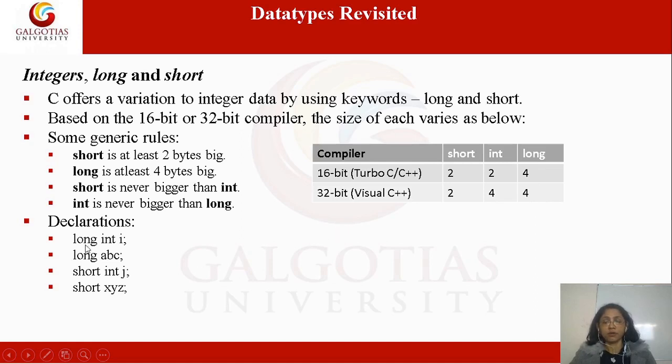For example, if you want to make your integer data type long, you are supposed to write long, then int, then the variable name, or just long ABC. Similarly, short int, then the variable name, or you can rather write short.